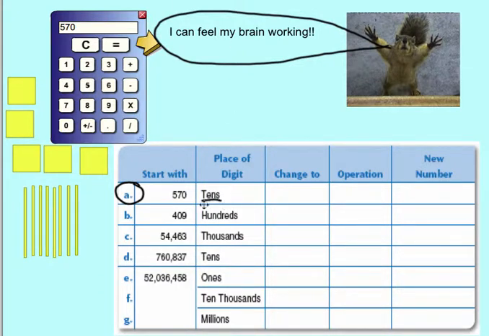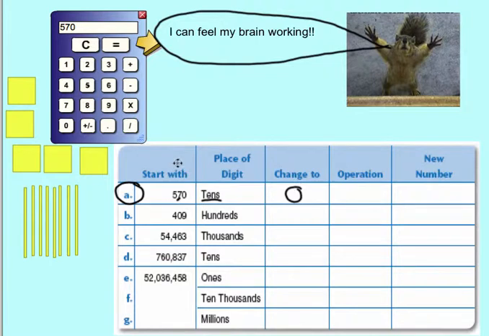So if we look at our number 570, the 0 is in the ones, so we have no ones. The 7 is in the tens, so we have 7 tens. And the 5 is in the hundreds, so we have 5 hundreds. So we are talking about the tens place, which is the 7. I'm just going to put a little underline under it. And we are going to change the tens digit, or the tens place, to a 0.